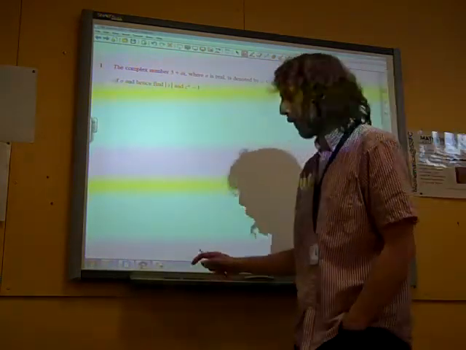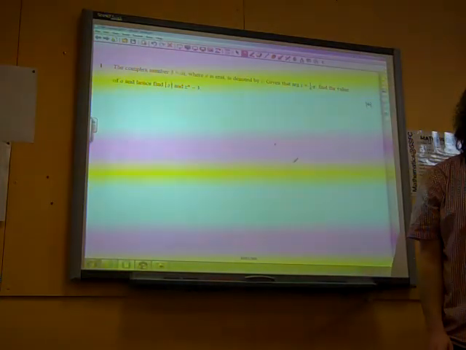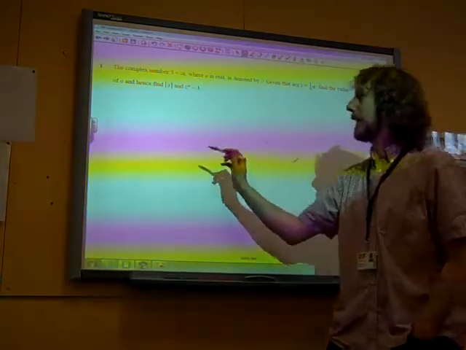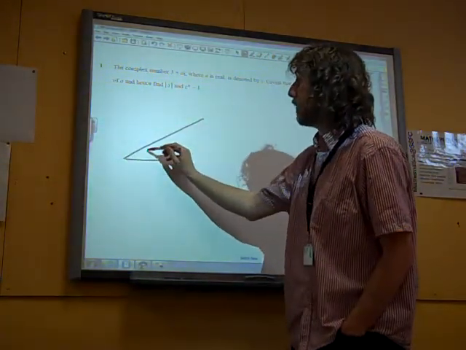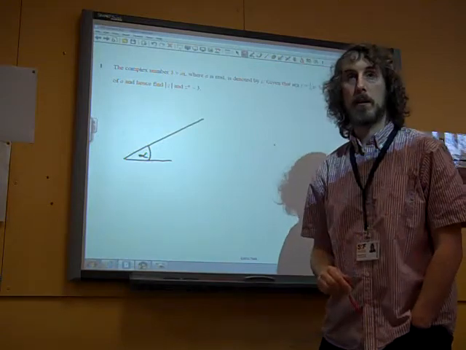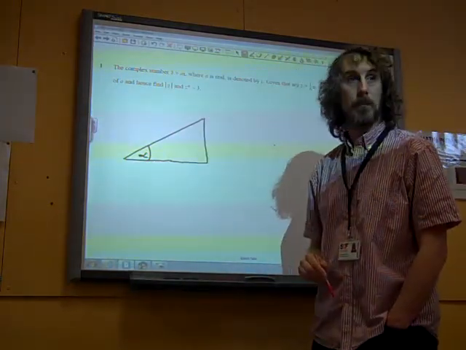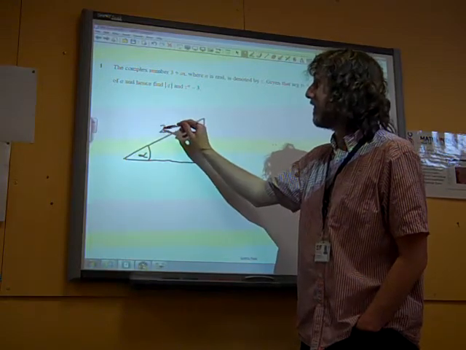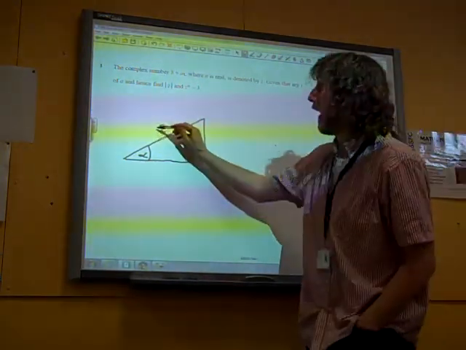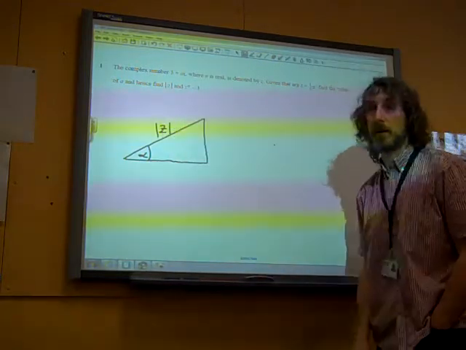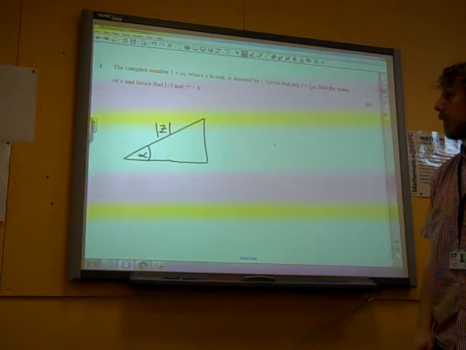Well, what we've got from this is that we're told that the argument of z is pi by 6. That means there's the argument of z, let's put it alpha. Here's a right angled triangle that I've just drawn. This is z, so that length there is the magnitude of z, the modulus of z, sorry.